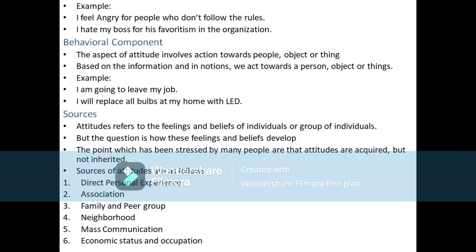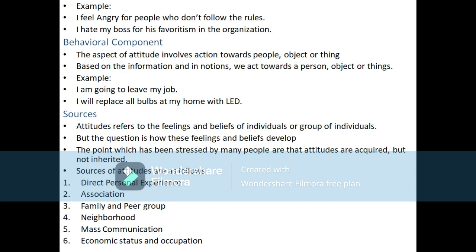Next, coming to the behavioral component. What does the behavioral component mean? This aspect of attitude involves action towards people, objects, events, situations, etc. Previously we saw the aspect of beliefs, then the emotions, and the third aspect, the behavioral component, is related to action towards people, objects, things. Based on the information and emotions, we act towards a person, object or thing. That means finally we take action.